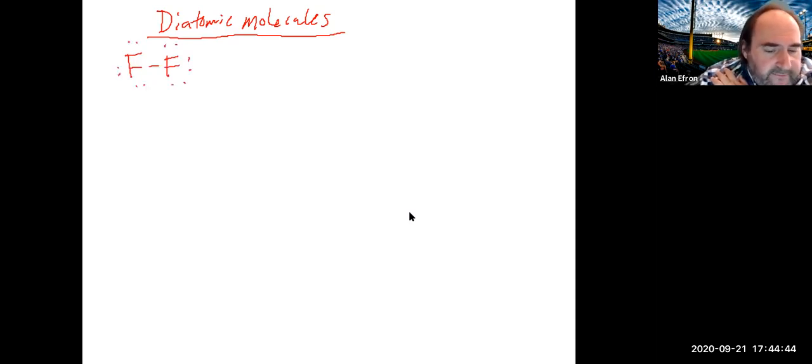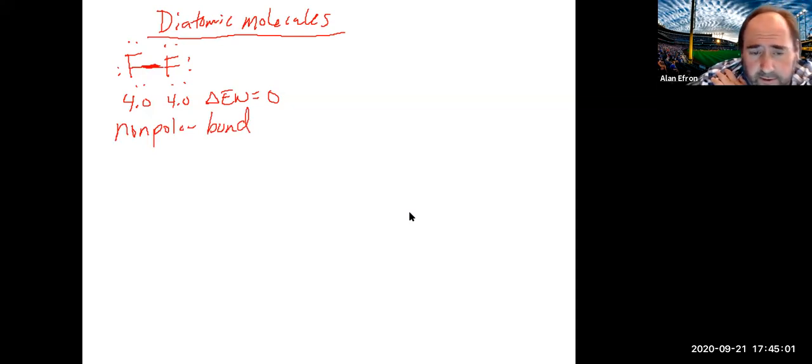and when we look at F2 in terms of electronegativity, if we take the difference in electronegativity here, that is going to give us a difference of 0. And that tells us that this bond right here is a nonpolar bond. Now, because this is a diatomic molecule, this bond that we just identified as nonpolar is the only bond in the entire molecule, which means by default, this entire molecule should be a nonpolar molecule.